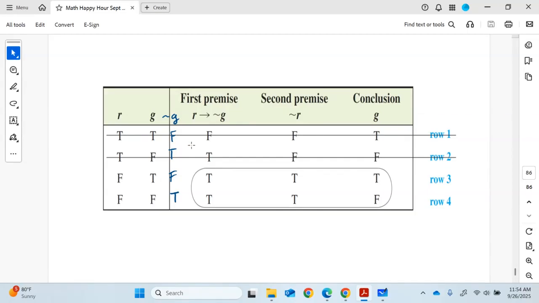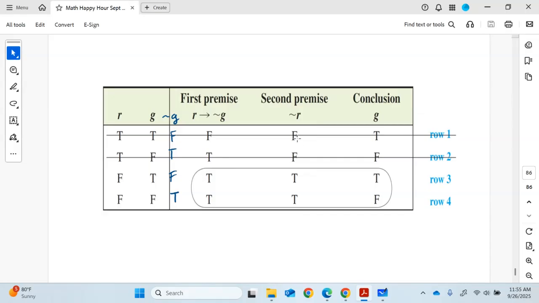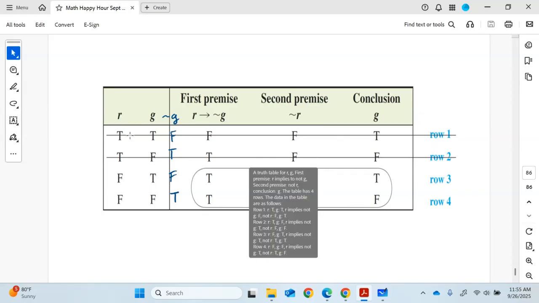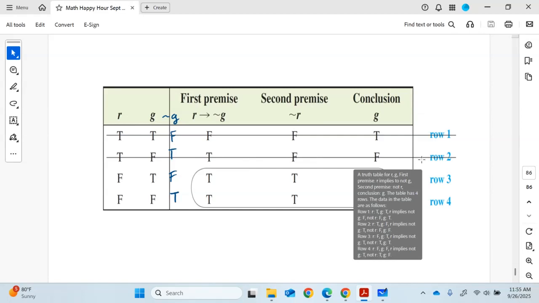And as I look at all of the rows of this table, it only has 4 rows. I'm going to look at those ones where the premises are all true. Notice the first row has the first premise false and the second premise false. So this row does not count. I cannot use it to determine the validity of the argument. The second row, the first premise is true and the second premise is false. So again, since they're not both true, we cannot use this row. So I just cross it out.